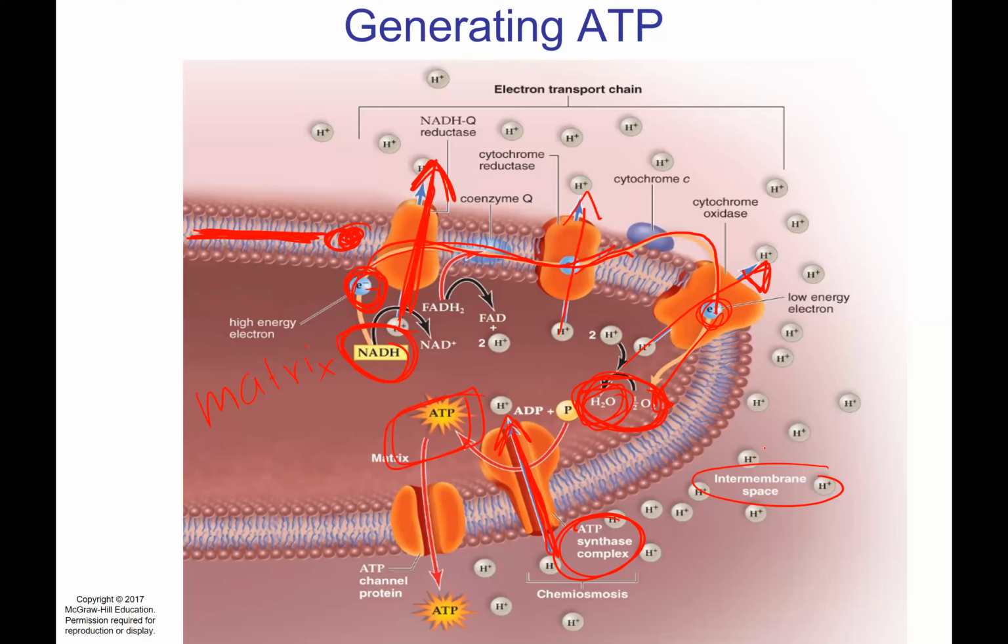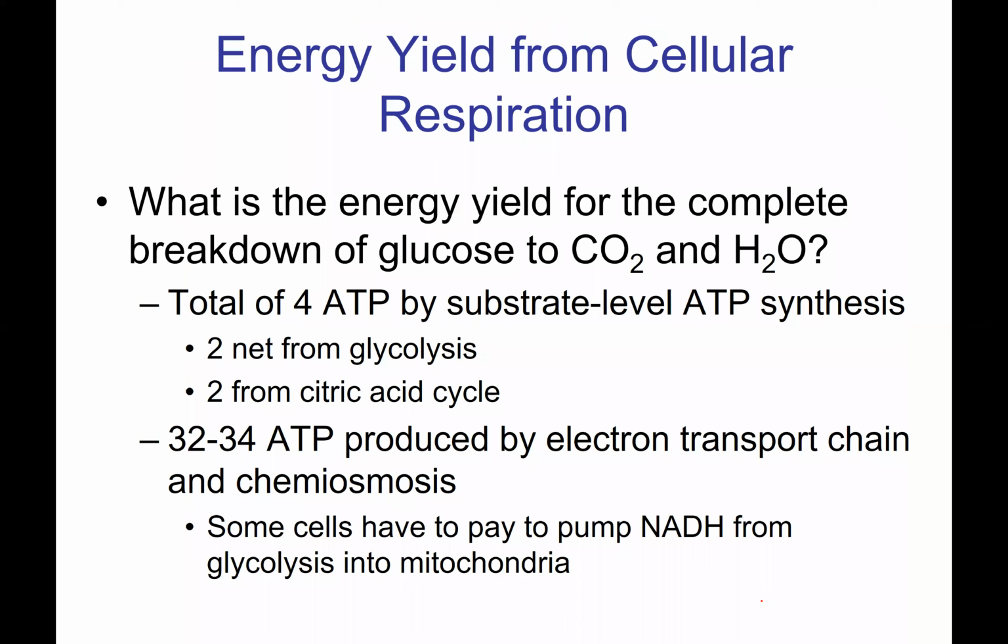So these hydrogen ions that were shifted into our inner membrane space up here are going to go back down the cristae through the ATP synthase into the matrix to create our ATP. And now our ATP can go to wherever it needs to go through an ATP channel. Okay, so that is the electron transport chain.